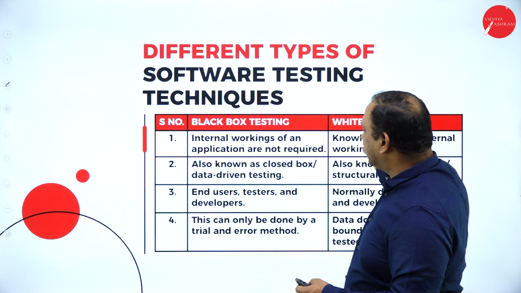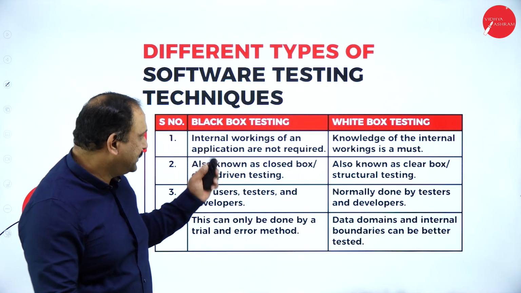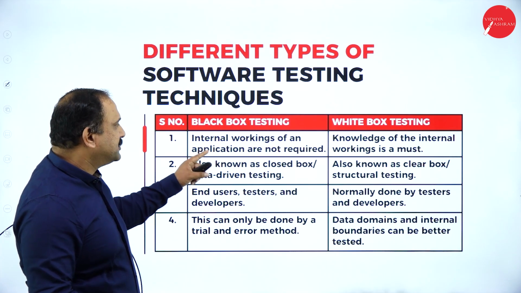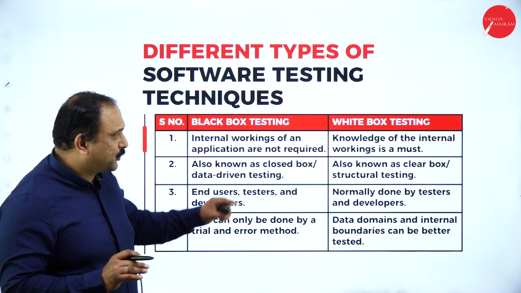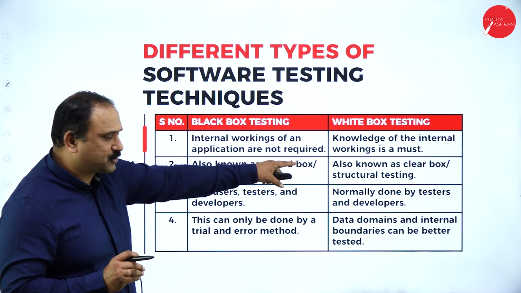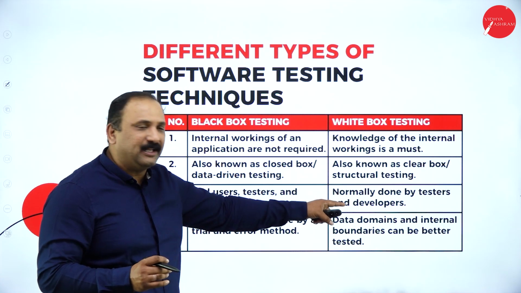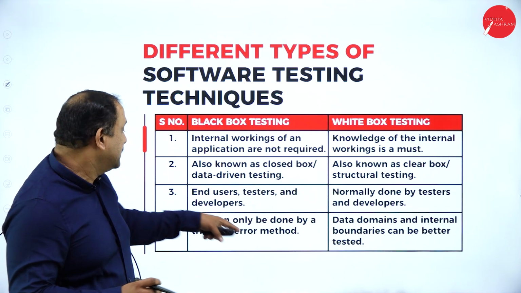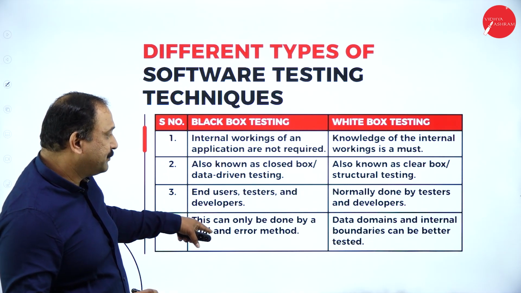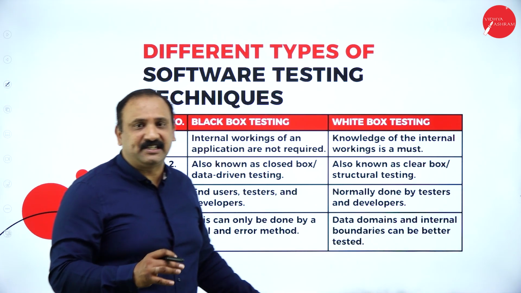Followed by which, this is the difference where I would try to talk about the black box and the white box. Under the black box, knowledge of the internal workings of the application is not required. It is also known as closed box testing. In white box, it is a must, and it is called clear box testing. Black box is done by end users, testers and developers, normally testers and developers. This can be done only on a trial and error method, whereas here you fix the boundaries, you know what it is, and you will test it accordingly.